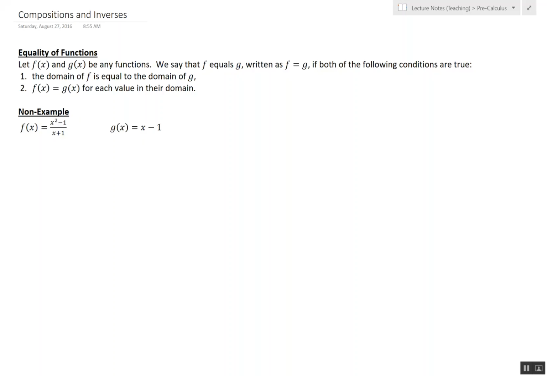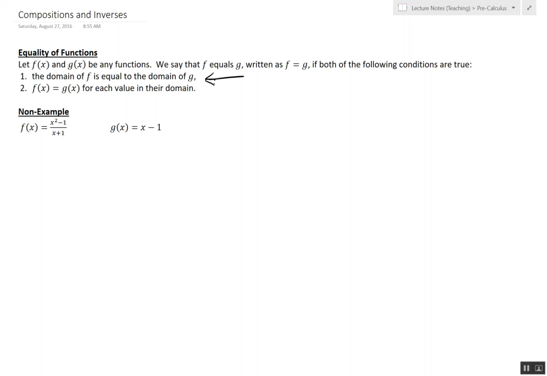So, equality of functions says if you have two functions, we say that they equal each other, and we just write f equals g without the brackets of the x, if both of these conditions are true. The first thing that has to be true is that the domain of f and g must agree. They have to be exactly the same set of numbers. If they differ by one number, equality cannot occur.